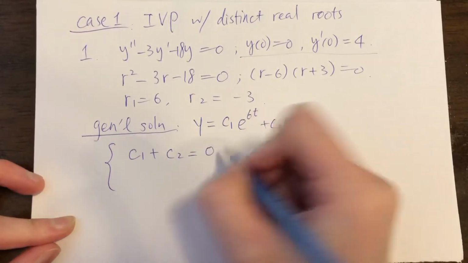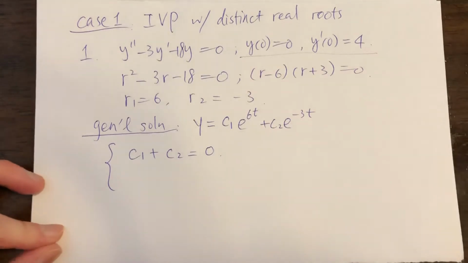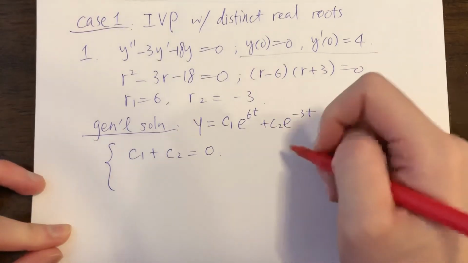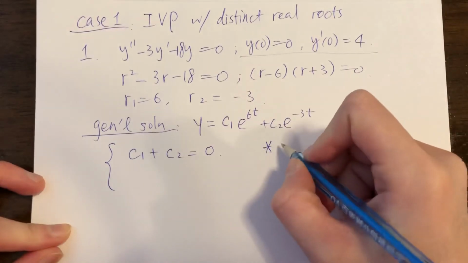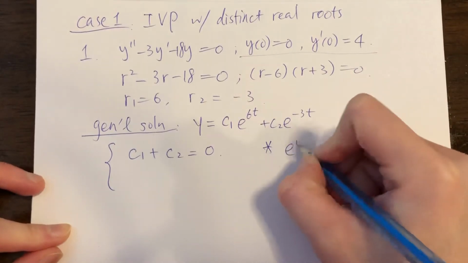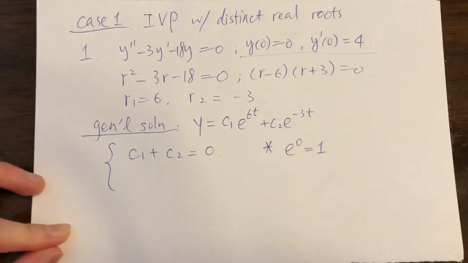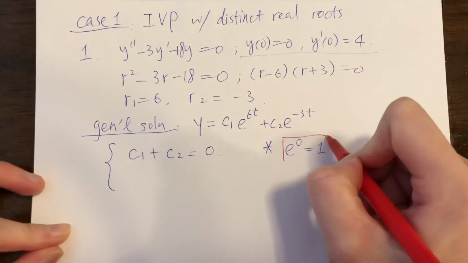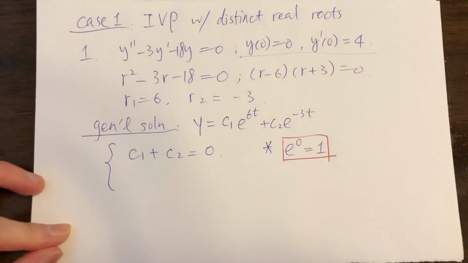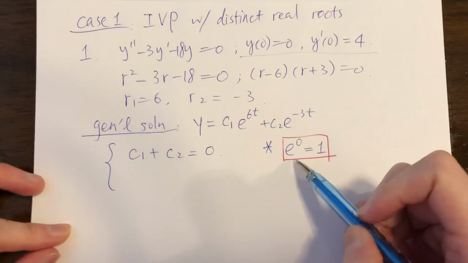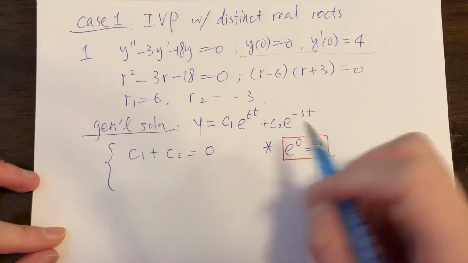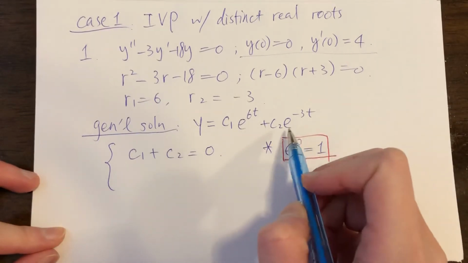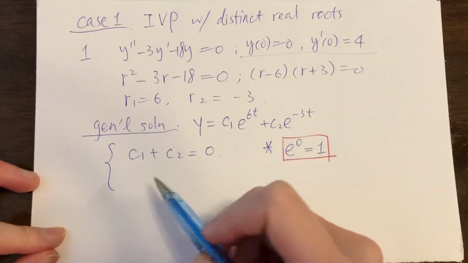equals 0. And I want to put a note here, which is, I know a lot of people will make this mistake. Be careful that e to the 0 is 1, not 0. That's something people always forget. So e to the 0 is 1. That's why you have C1 and C2, because these 2 both become 1.